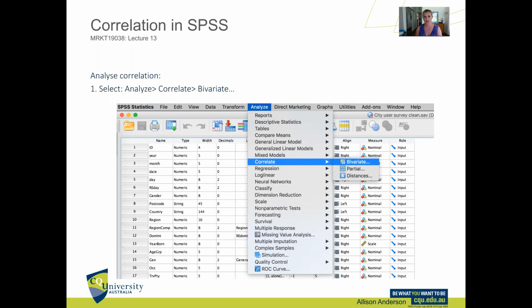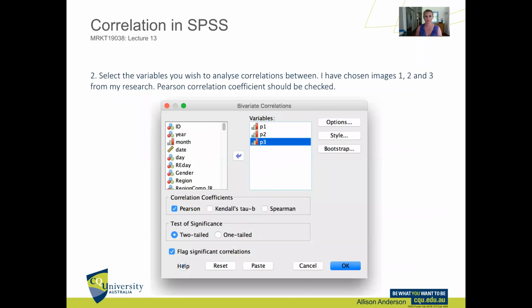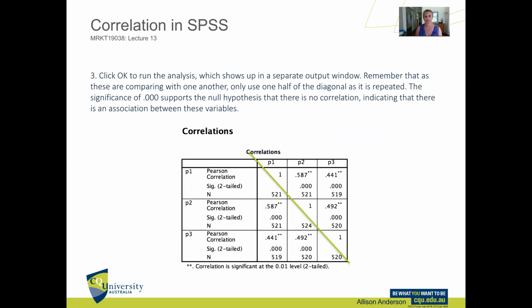So this is just to do our comparison. Select the variables you wish to analyse correlations between. I've chosen from my data again, images 1, 2 and 3, where people rated them out of 5 in terms of whether they dislike them or like them. And you need to have the Pearson correlation coefficient checked. Then you select them from your list on the left, put them across into variables, and then click OK. You click OK to run the analysis, which shows up in a separate output window as usual.